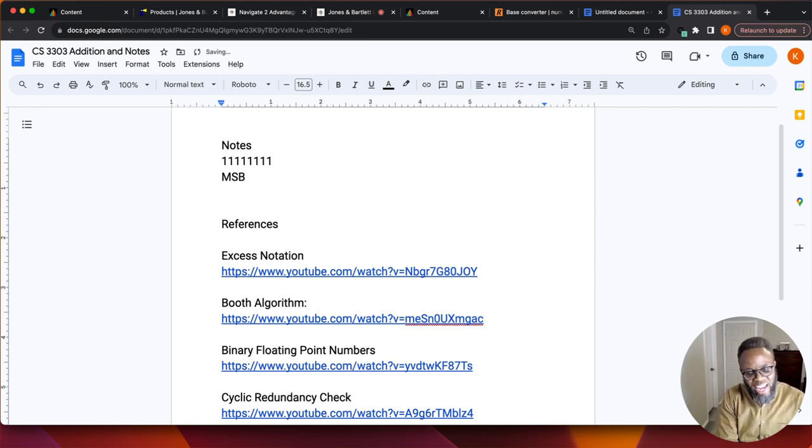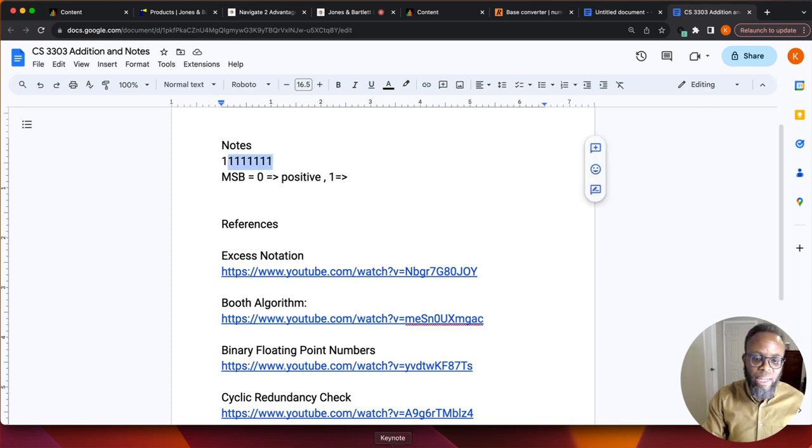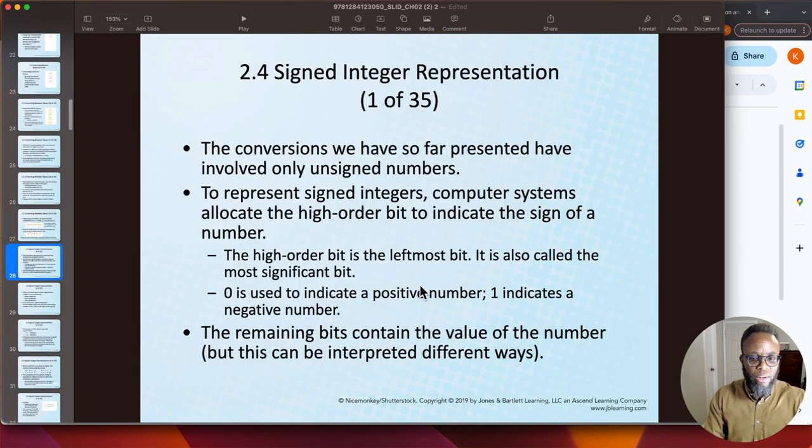This bit, for signed numbers, is reserved for the sign. So if this bit is 0, it typically indicates a positive number, I gotta check. And if this bit is a 1, it indicates a different sign. Okay, so for signed numbers, the most significant bit is used for the sign, while the remaining 7 bits in an 8-bit system are used to represent the data. Okay, so that's what we're saying here. 0 is used to indicate a positive number, and 1 is used to indicate a negative number. And then the remaining bits are used for the value.